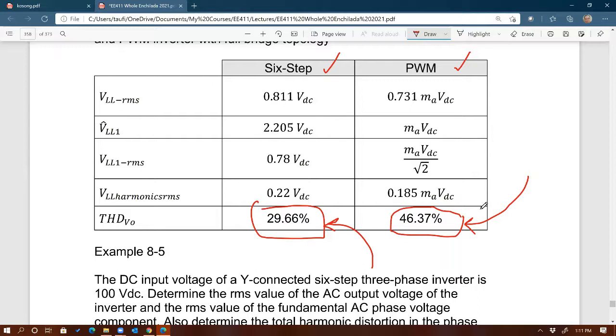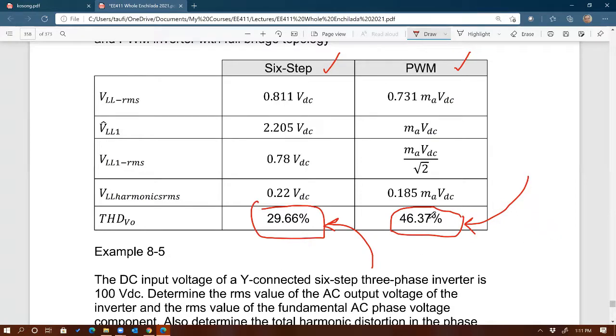Therefore, the AC that we get from PWM is bad, right? It's worse than 6 steps, which is not the case, as you already learned, right? We know that the harmonics of PWM are at much higher locations compared to the fundamental component. So therefore, it's better because it's easier for us to filter.